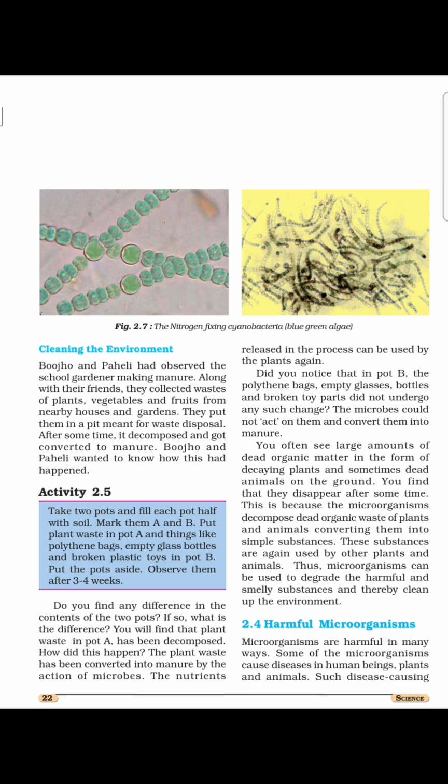Today we are going to start the second part of the lesson Microorganisms, Friend and Foe. Now, first we will study about cleaning the environment.